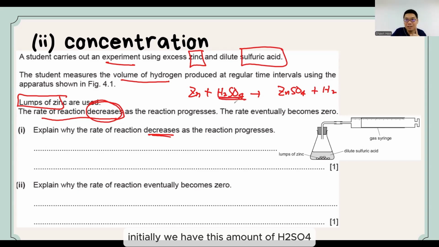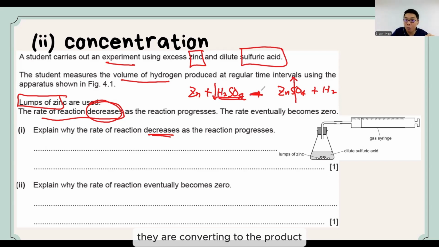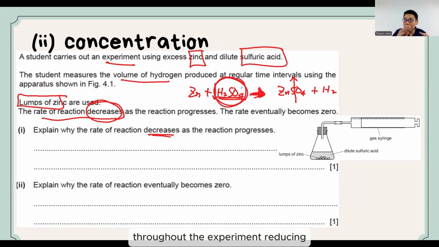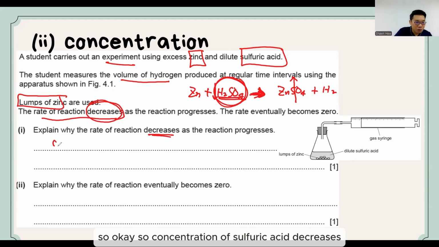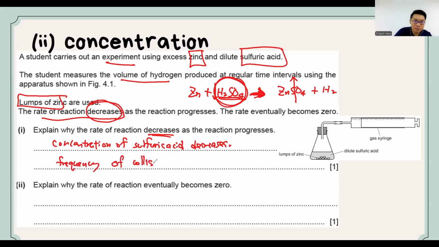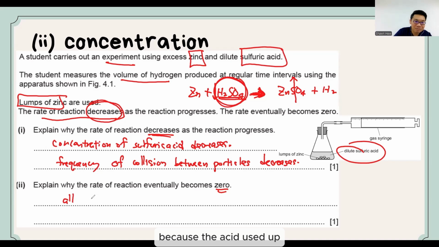Initially, we have this amount of H2SO4, but when we start the experiment, we continue to produce product, and the concentration of reactant is decreasing. They are converting to the product. So if the concentration of H2SO4 throughout the experiment is reducing, then the rate of reaction reduces also. So concentration of sulfuric acid decreases, frequency of collision decreases. Explain why the rate of reaction eventually becomes 0: because the acid is used up.